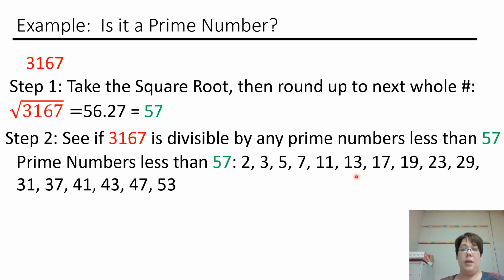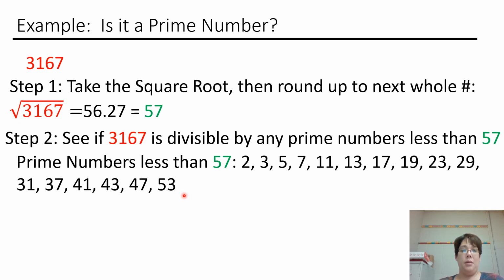Okay, so we do have quite a few numbers here, but this is a whole lot smaller list than if we just started dividing by every number that's less than 3,167. So this takes the task down to a very minimal amount.